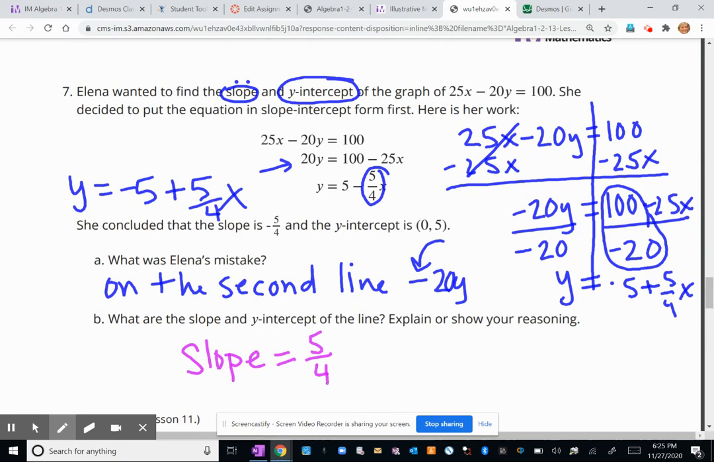So the slope is always connected to the x with multiplication. And then the y-intercept is when x is 0, and then y would be -5. Okay, so she just had the signs wrong. And that is the end of your assignment.